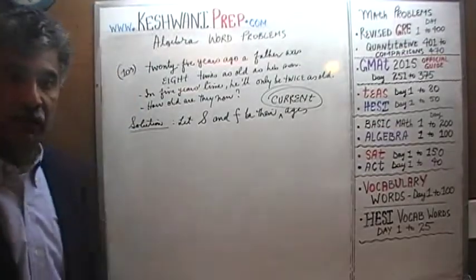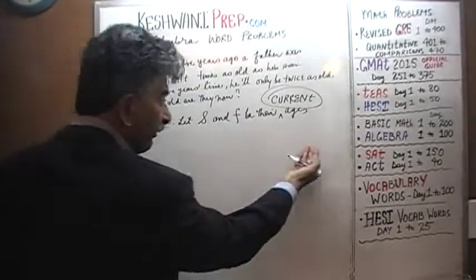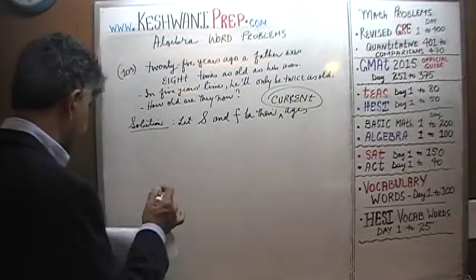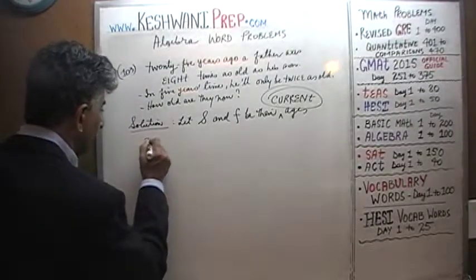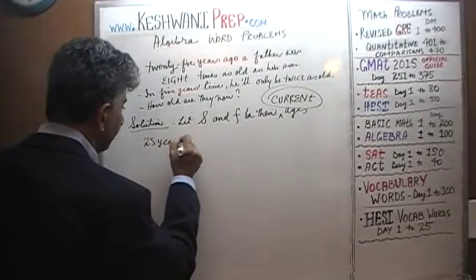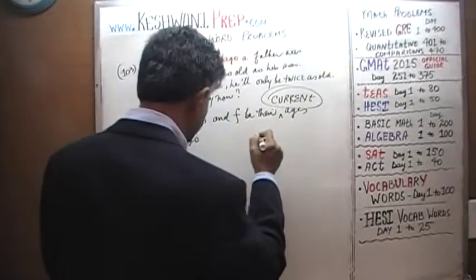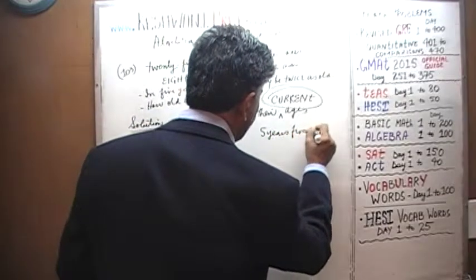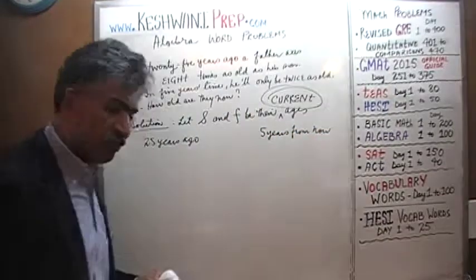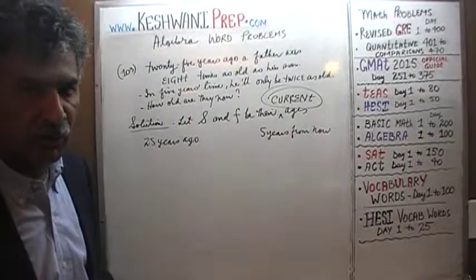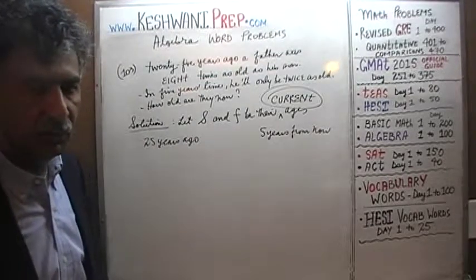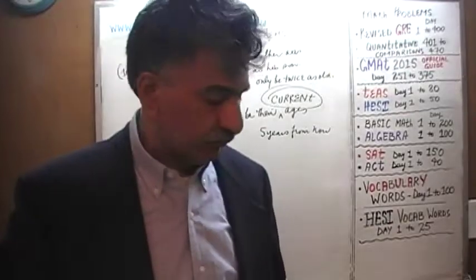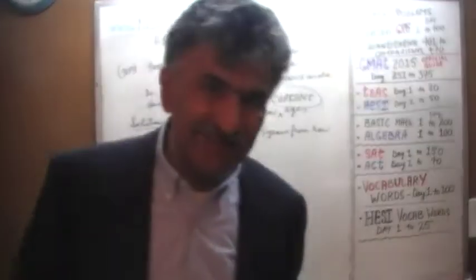So there are two time periods that we're dealing with. We're going to represent two time periods right here next to each other in a nice juxtaposition so that we can follow them. One is 25 years ago. The other one is 5 years from now. As long as you're systematic, as long as you're very clear in your presentation, you will also be very clear in your thinking. Messy work represents messy thinking.